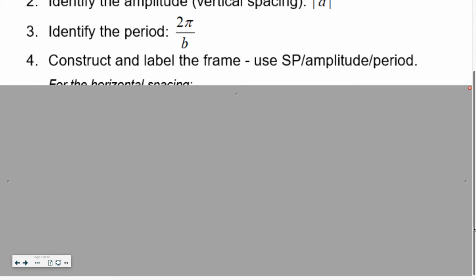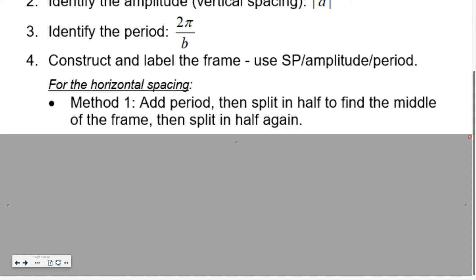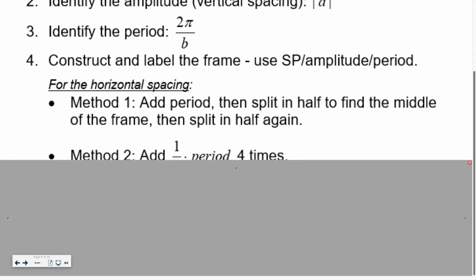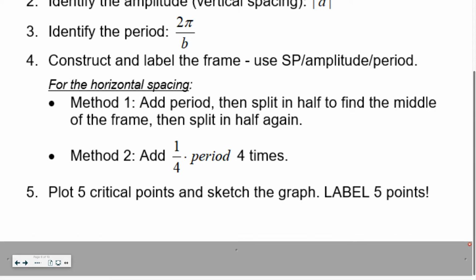For the vertical spacing, you can either, with your numeric values, find the middle, and then find the middle of the 2 halves, or you can split your period into quarters and add a fourth of the period to get to each mark. And I'll show you what both of those look like. I don't know if you can really imagine what that feels like until we actually do it.